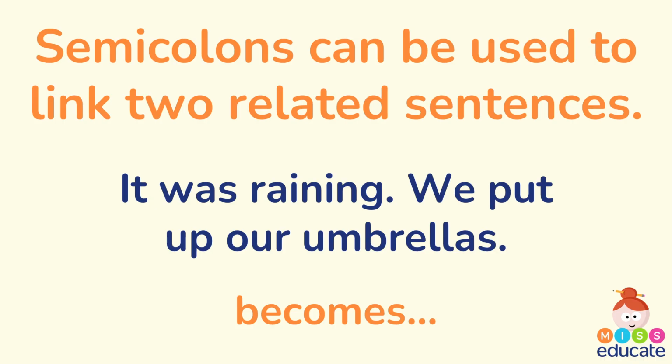Let's take a look at semicolons. Semicolons can be used to link two related sentences. For example, it was raining. We put up our umbrellas. These are two separate sentences. Let's see what it becomes when we place a semicolon in there.